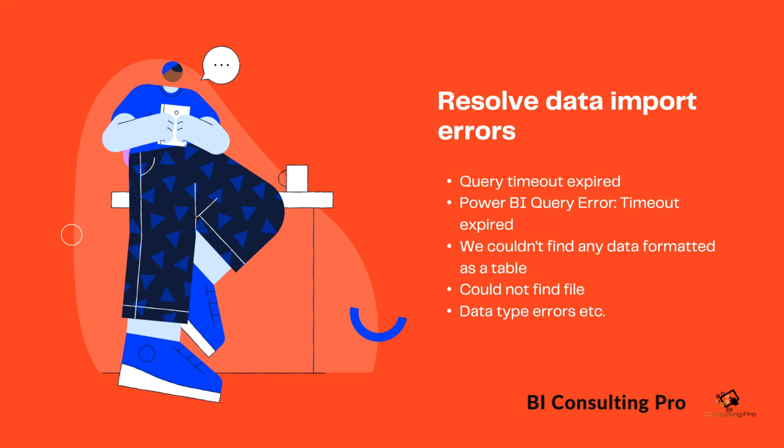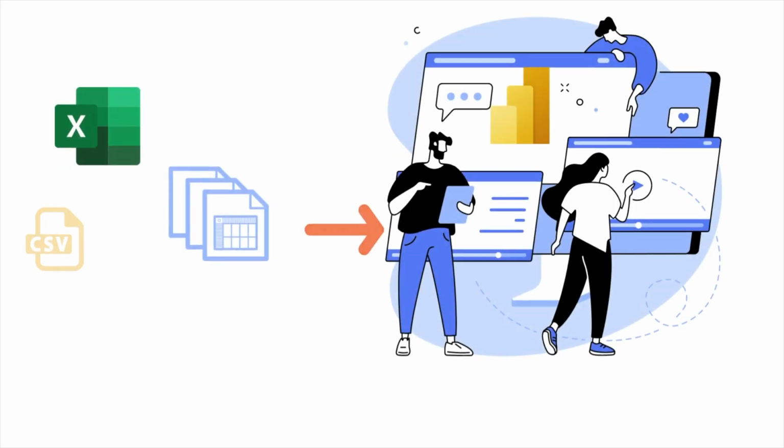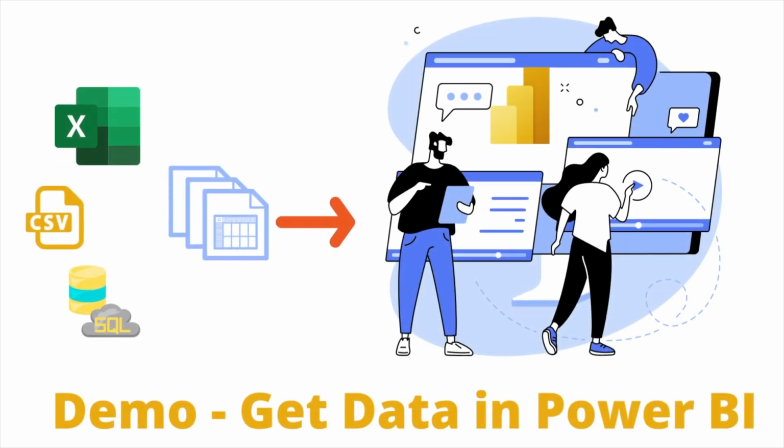Or sometimes it also occurs that we couldn't find any data formatted as a table. So you may have to format your data as a table, for example when you are getting data from a CSV file or any JSON file. There are certain cases when you would find that you could not open the file, or data type errors occur, etc. So these are some of the data import errors which you have to keep in mind while getting data from different files or different data sources. Now we are going to move towards the demonstration part.